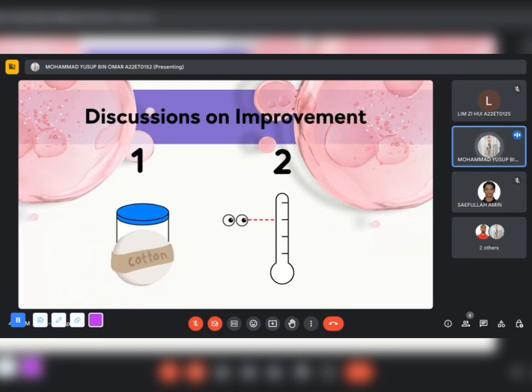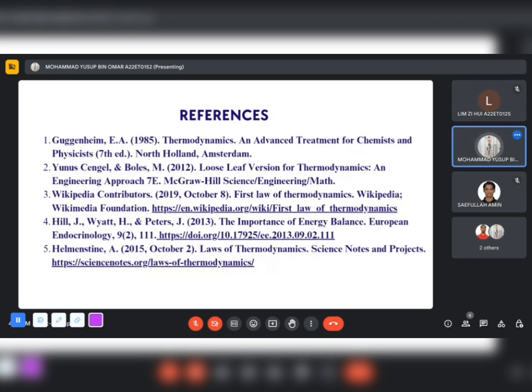In our discussion, we also want to improve this experiment by preventing the heat loss to the surrounding. We need to use insulator material, and we suggest cotton, because cotton is one of the best insulating materials to maintain the temperature and prevent temperature loss to the surrounding. And then the second way to improve our experiment is that our eyes need to be perpendicular to the scale reading while taking the temperature reading. This will prevent any parallax error during the experiment. So these are the references that we use in our experiment.